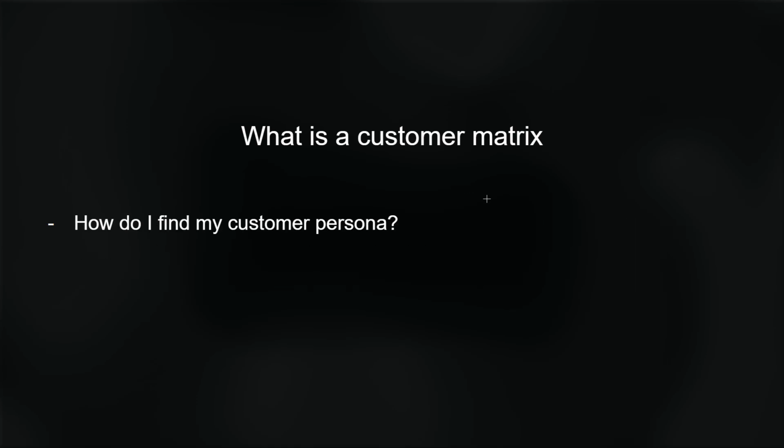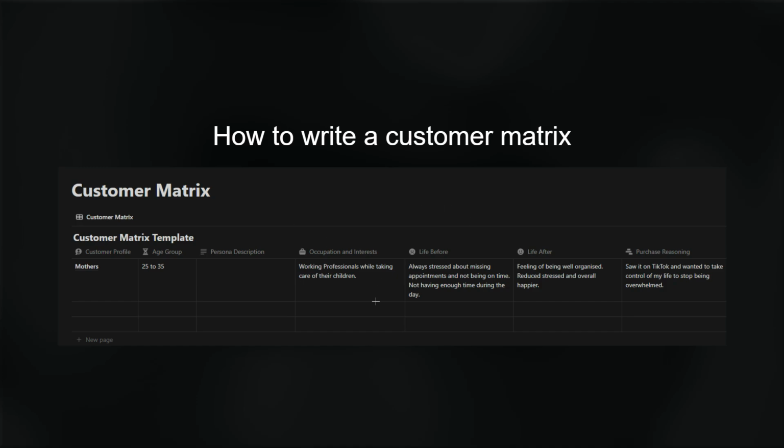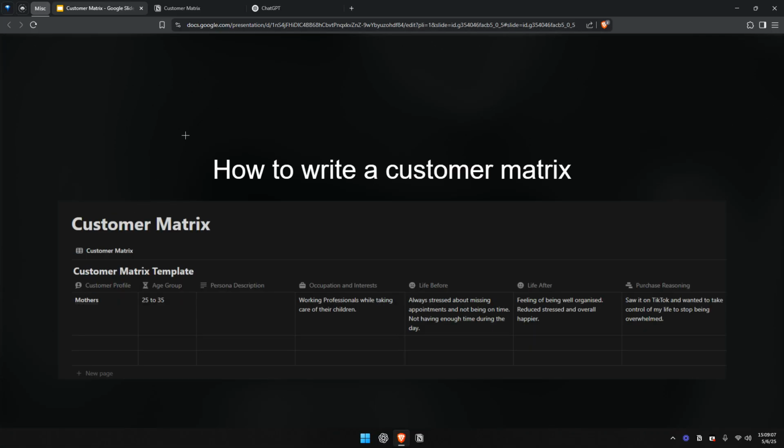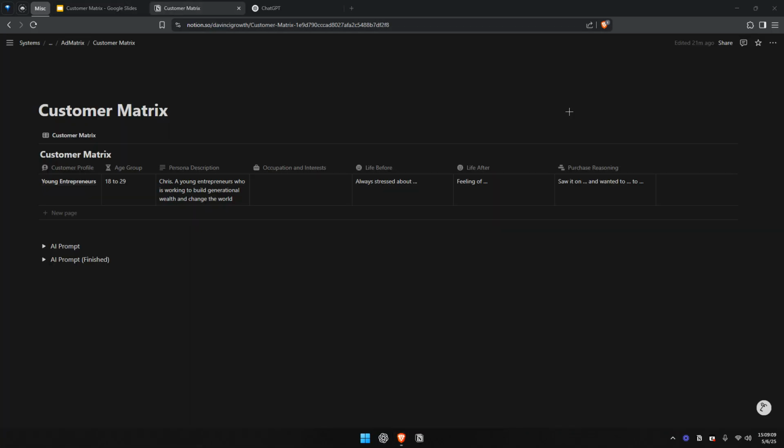You're probably asking though, how do I find my customer persona? I'm going to be using this to showcase. This is my customer matrix. So first off, obviously the label, customer profile, and then you have an age group. Usually pretty important to give you a better understanding of who your persona is, and the actual persona itself, right? So for mine, I'm using the example of a brand I'm helping build right now.